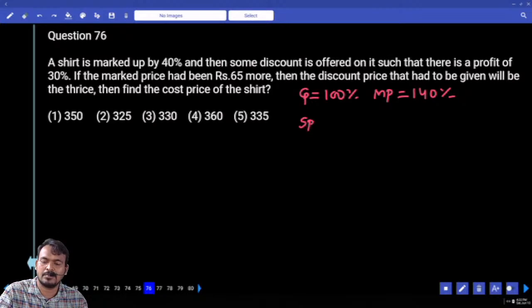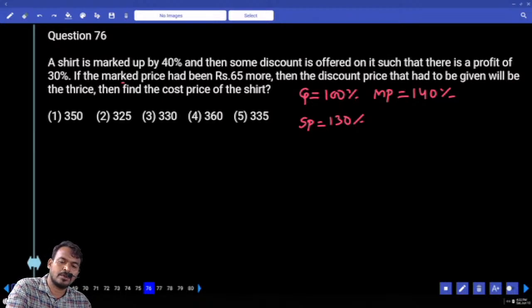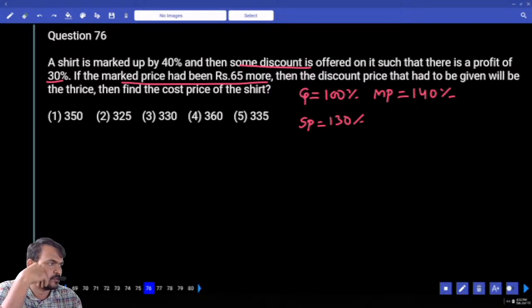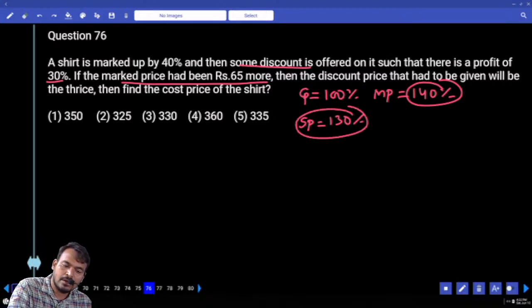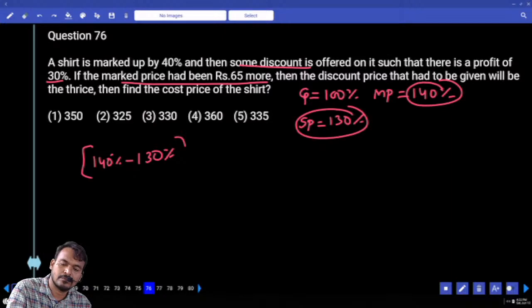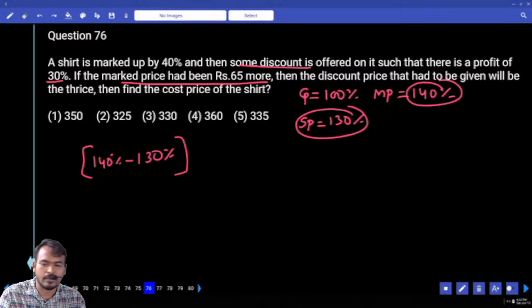30% profit means selling price 130%. Next time, market price is how many rupees more? 65 more. After discount he gets a profit of how much? 30%. What is the market price value? 140. What is the selling price value? 130. 140% minus 130%, that is discount or profit? Discount. That is the discount value.